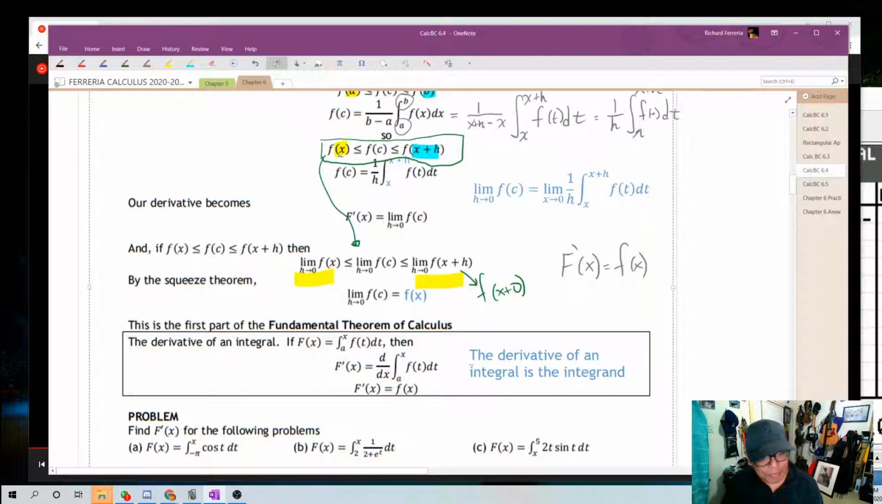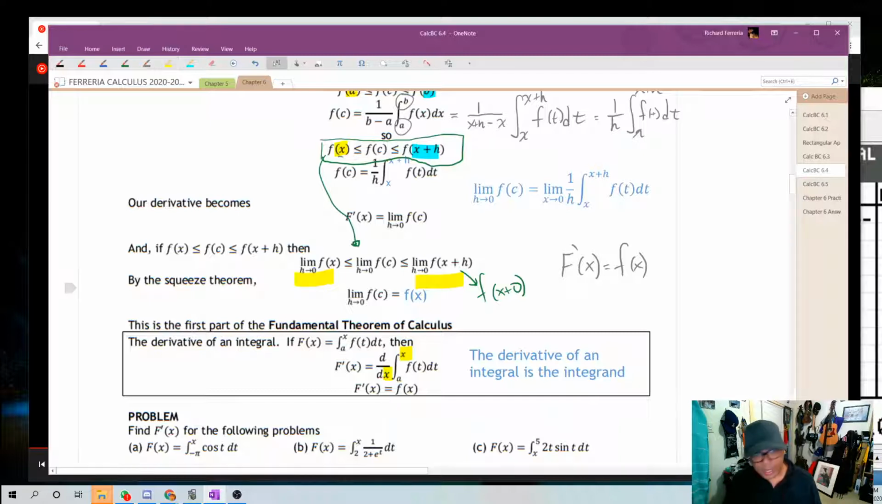Of course, that's not the only story here. Something else had to happen in order for that to be true. In order for that to be true, your upper limit here needed to be a variable. It needed to be the same variable that you're differentiating with respect to. So under those circumstances, if you have a variable in the upper limit and you're taking the derivative with respect to that same variable, then the derivative of the integral is the integrand.